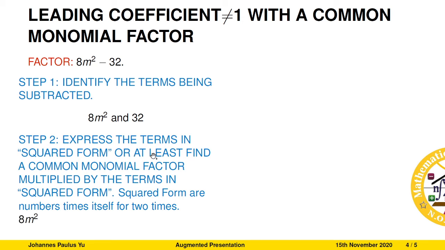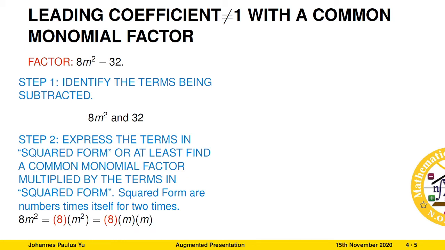Kay naay giingon diri nga at least find a common monomial factor multiplied by the terms in squared form. So, ang common monomial factor gi-multiply sa squared form. So, nigawas na sa ato pagpakita kaganina nga ang 8 is a common monomial factor. So, take note, naka-highlight ang 8 because this is a common monomial factor multiplied by a squared form, which is m squared. So, si 8, common monomial factor, gi-multiply nato sa squared form, which can be expressed as 8 times m times m.